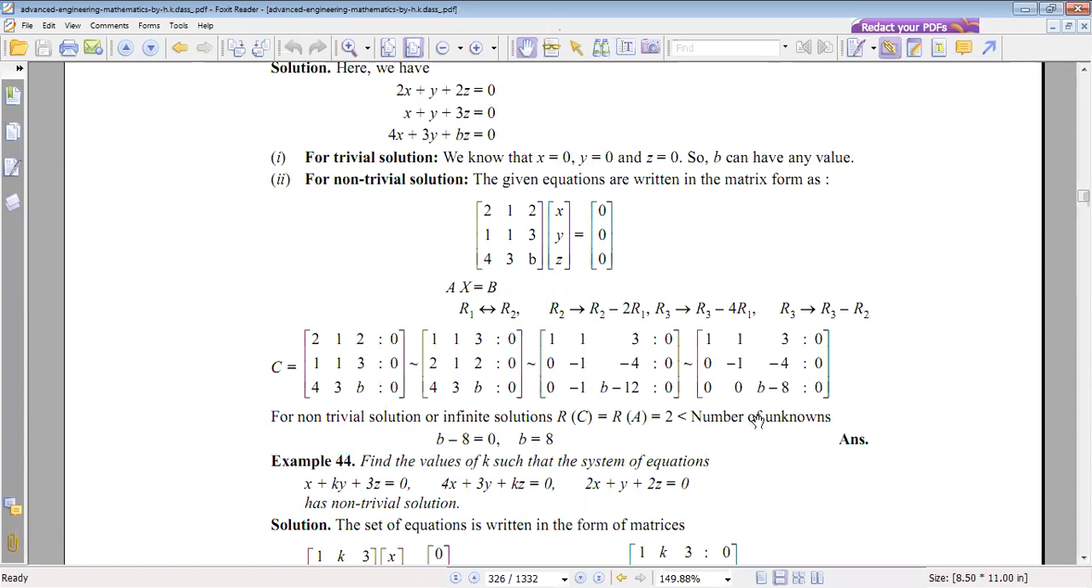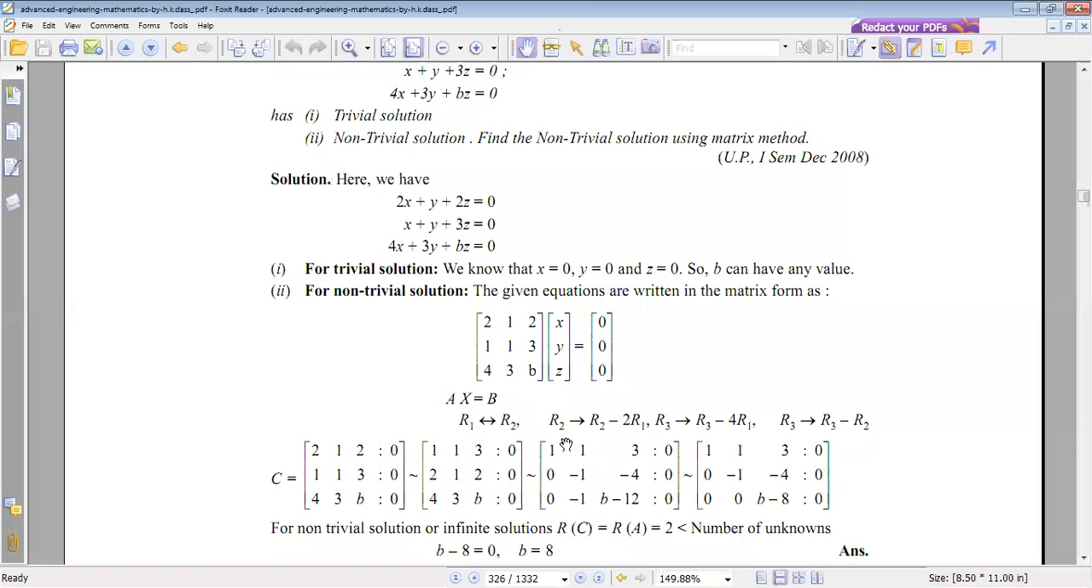Since it has an infinite number of solutions, the rank of A must be less than the number of variables. So when it is less than the number of variables, b minus 8 is equal to 0. So b minus 8 is equal to 0 means what? b is equal to 8. Clear? Then it has an infinite number of solutions.